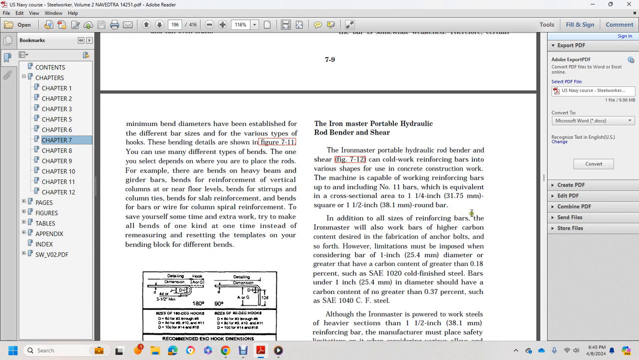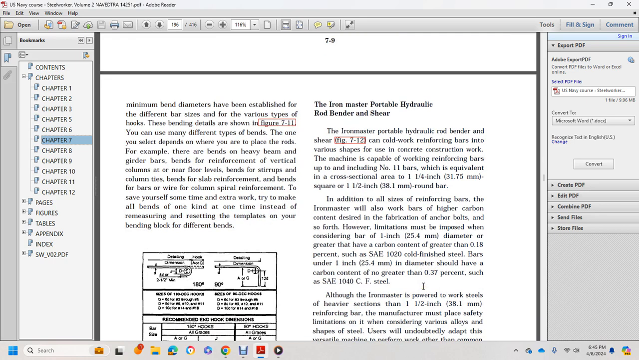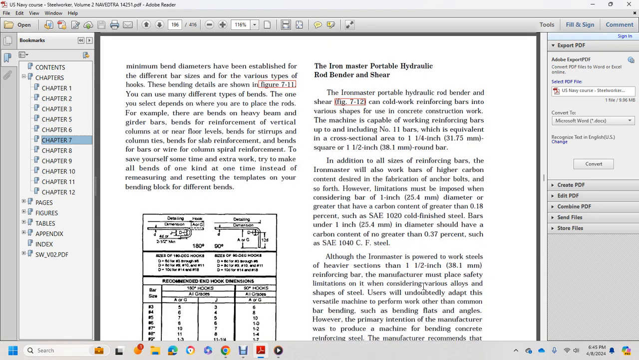In addition, the Iron Master can work all sizes of reinforcement bars, as well as bars with higher carbon content for desired fabrication, anchor bolts, and so forth. However, limitations must be imposed. Consider a bar one inch in diameter or greater with a carbon content greater than 0.18%. The Society of American Engineers 1020 cold-finished steel bars under 1 inch in diameter should have a carbon content no greater than 0.37%, such as the standard American Engineer 1040 CF steel.